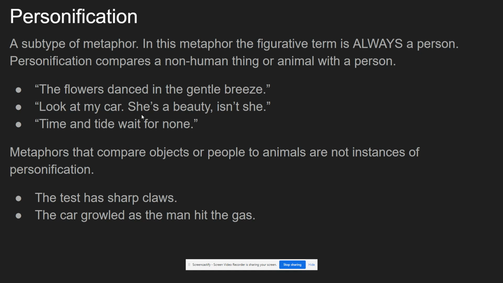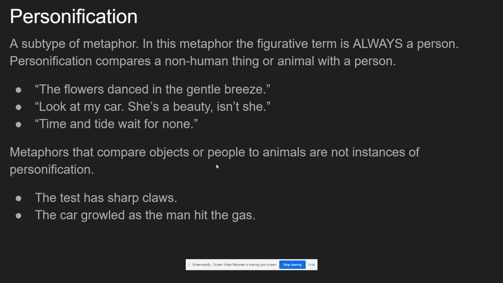Look at my car; she's a beauty, isn't she? Referring to ships and boats and cars as females is some sort of tradition that is personification. Time and tide wait for none. Well, only people do waiting. That's a thing people do, and time is not something that can wait.